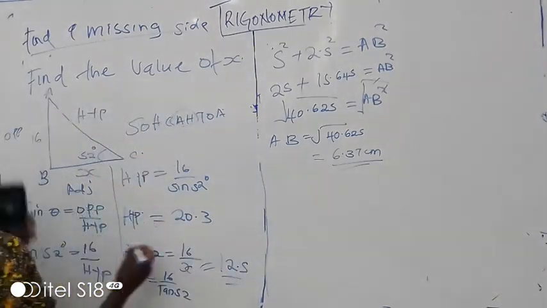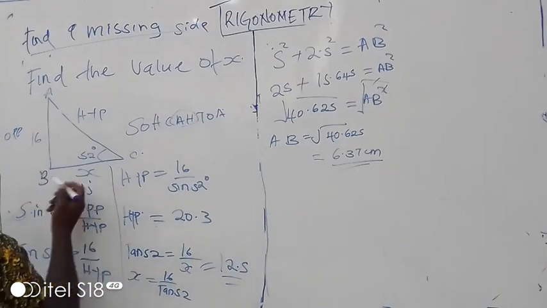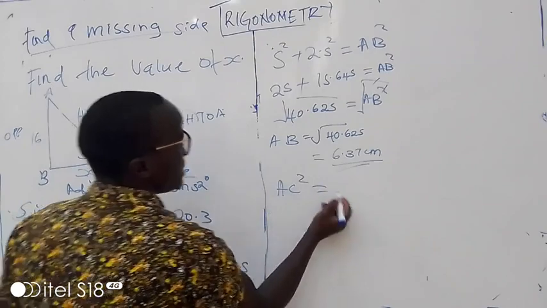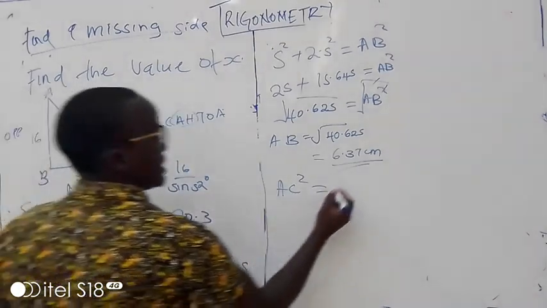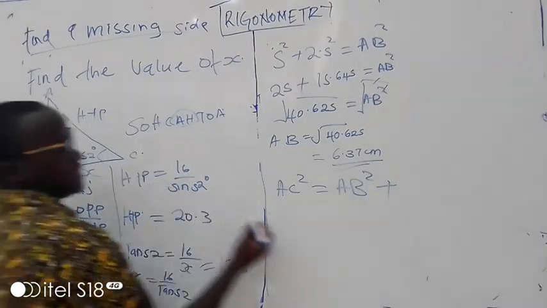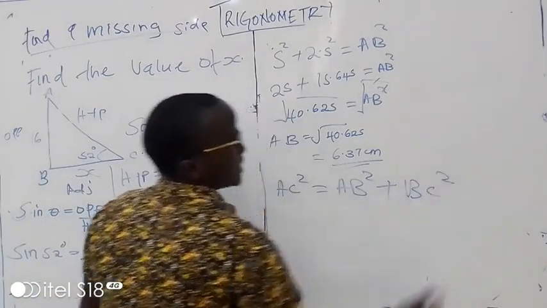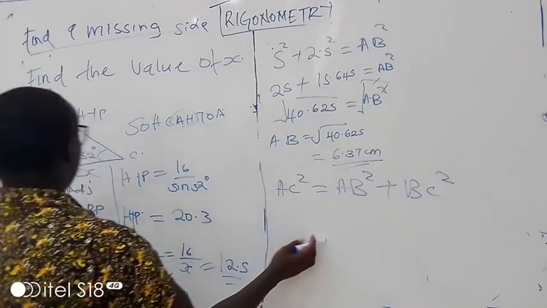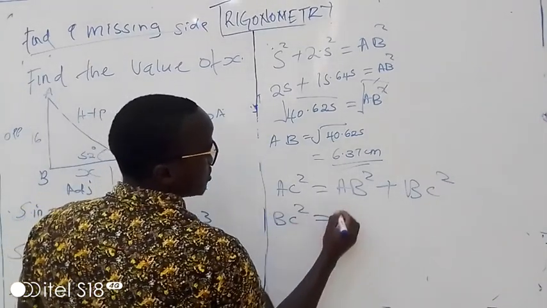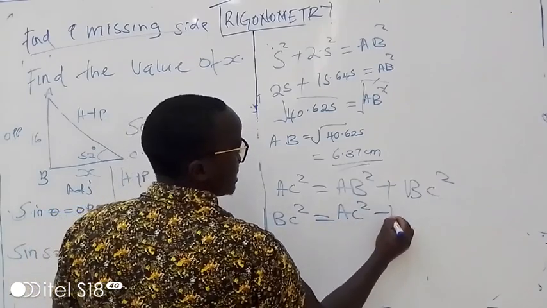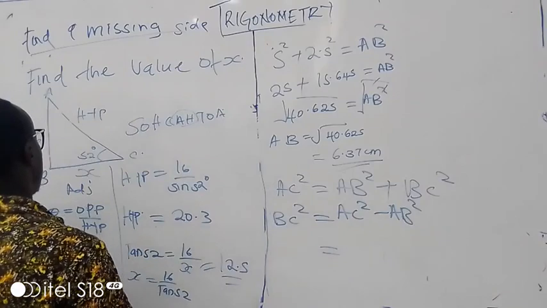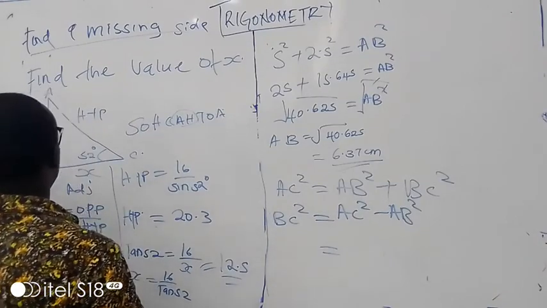You can use that AB. We are going to find BC. Now our AC squared is equal to AB squared plus BC squared, which in this case we need to find our BC. Now our BC squared is equal to AC squared minus AB squared, where AB is 16.